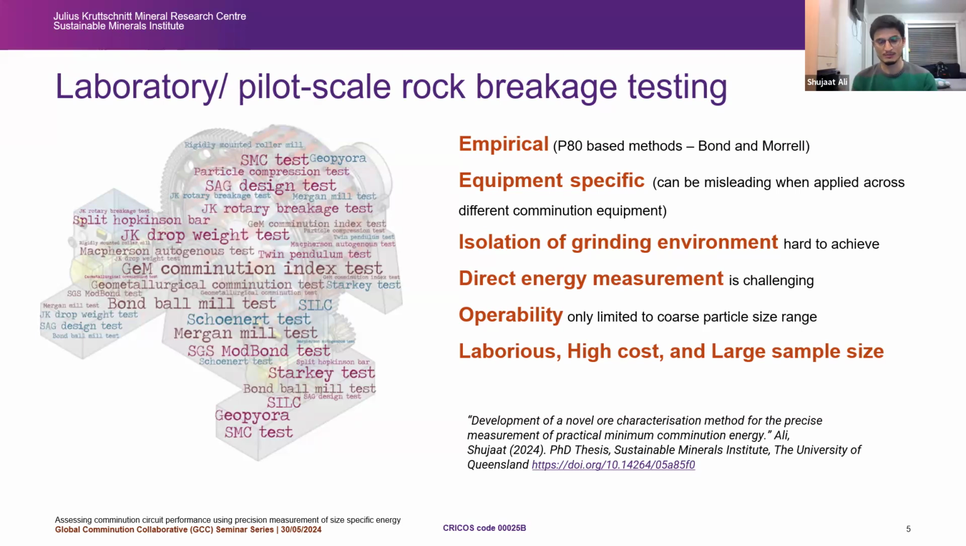So the first one is the Bond method. Great method. It works really well for the purpose for which it was designed in the first place. But for any application other than that, it tends to fall apart. For example, I'll just provide you a very holistic view of one of the flaws of the method. If you apply the Bond method to assess SAG mill performance, it will mislead you. So you cannot really trust that.